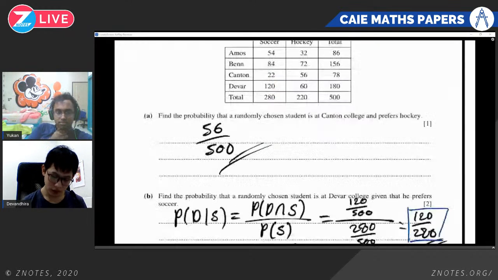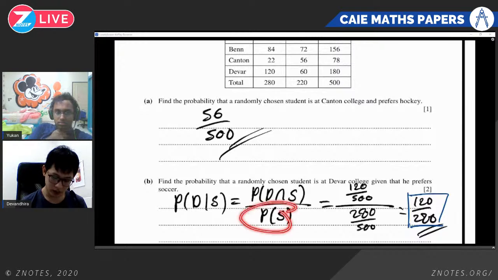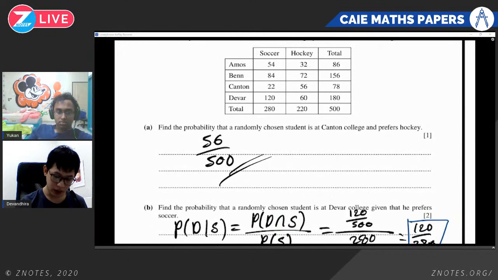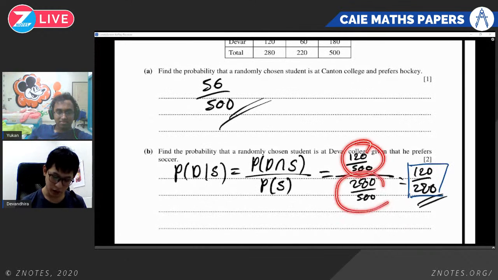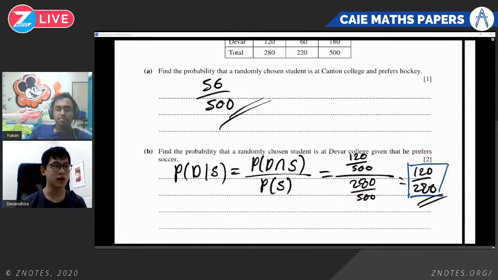Next one is soccer. For soccer, it doesn't really matter which row because you just have to take the total, which is 280, and then divide by 500 again. That's the probability of getting soccer. Then you divide them all together. You can cancel out the 500, and you'll have 120 over 280 as your answer. Agree.